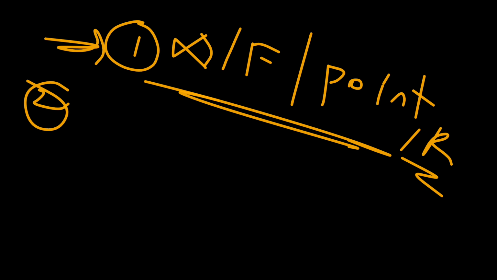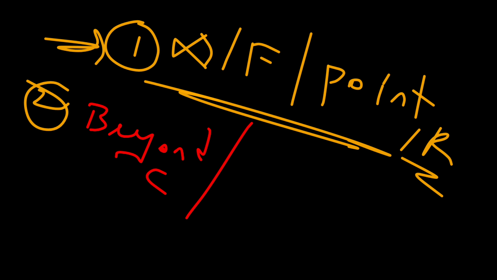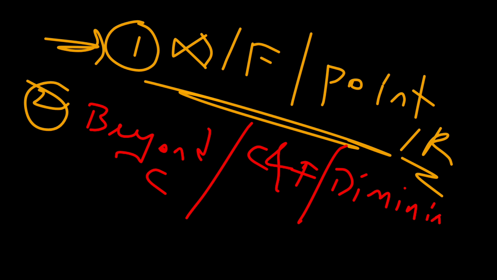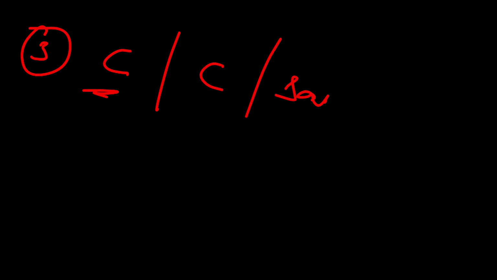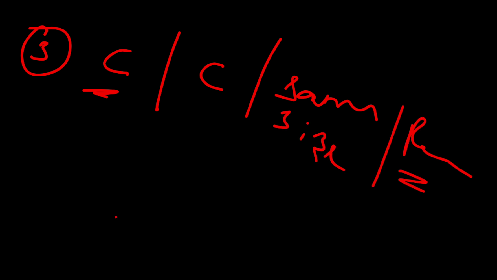So coming to the second situation, when the object is beyond C, we got an image in between C and F. We got a diminished image. Diminished means small size. We got a diminished image and again real and inverted, right? So third situation, when the object is exactly at C, we got the image at C and both are the same size and also real and inverted.